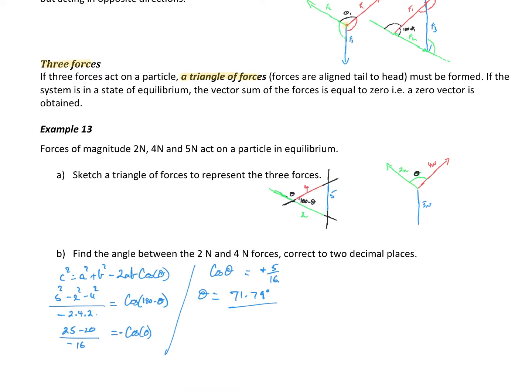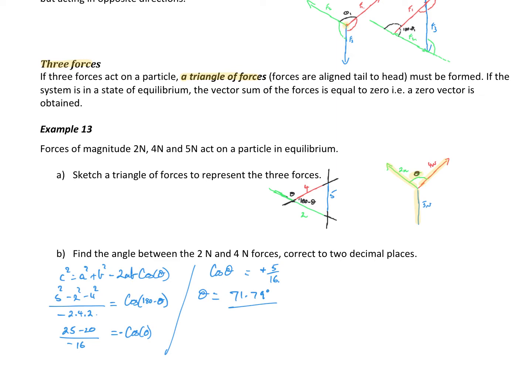Forces of magnitude 2, 4 and 5 newtons act on a particle in equilibrium. Sketch a triangle of forces to represent the three forces. If our forces are in equilibrium, that means obviously the particle is stationary. So I've just randomly allocated the 2, 4 and 5 newton forces acting in those directions. Now the next part typically is to find the angle between vectors, in this case between the 2 and the 4. So that's the angle theta there I'm looking for.